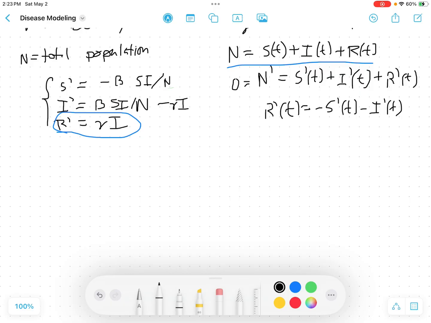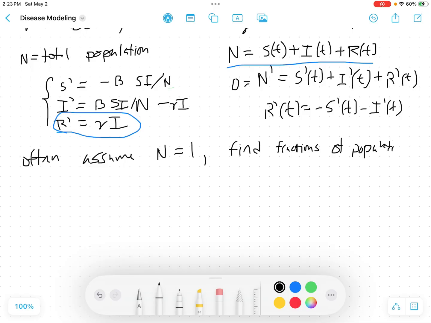And another thing that we often do is normalize. So just for convenience, we assume that N is equal to 1, and then S and I and R represent fractions of the population that fall into each category. So, we'll rewrite that for this video.